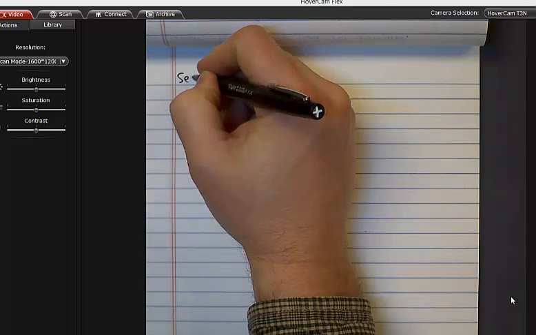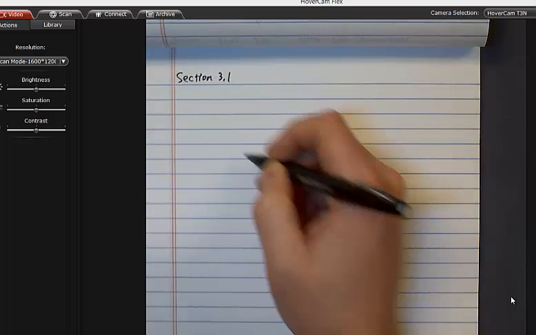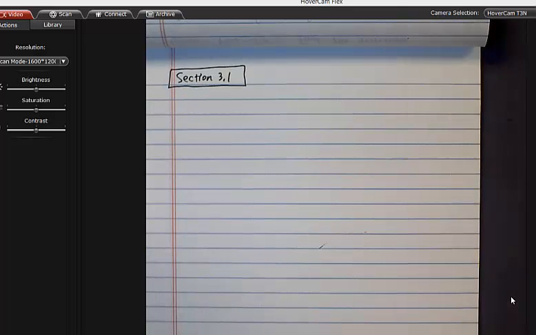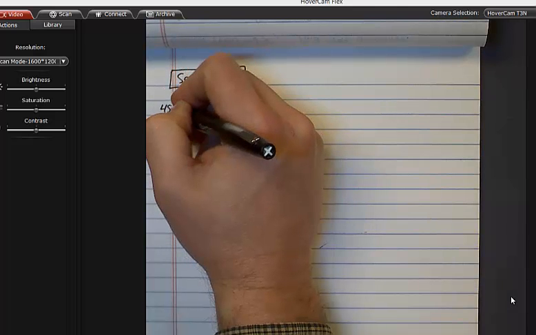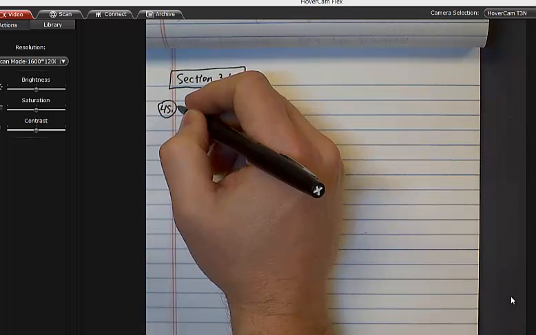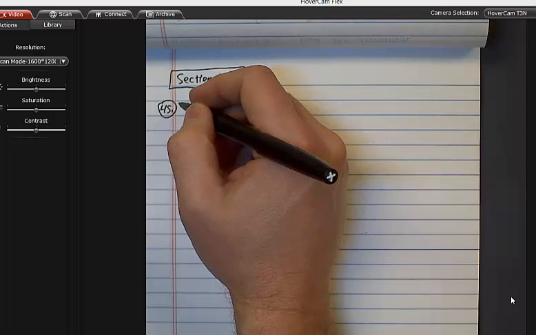So here comes section 3.1 homework. I'm going to do just a few of these. You guys worked on number 45. Let's talk about it. The directions are just find the derivative. Of course, in the old days, you'd have to do the limit as h goes to 0. Now we have some shortcut rules that I hope are going to help.